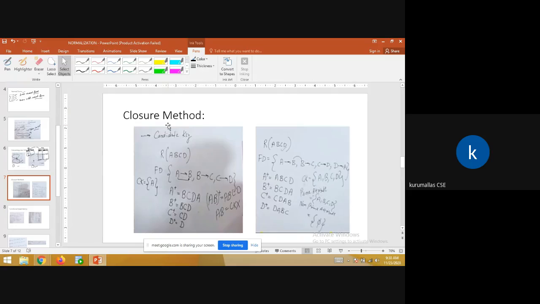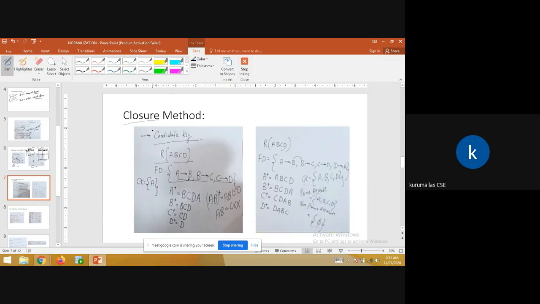So how to find a closure method for these functional dependencies? Finding a closure means we have to find the candidate key from these functional dependencies. How to find that? Very, very easy. Look here, these are the functional dependencies: a tends to b, b tends to c, c tends to d, right? I need to find the candidate key from this table, and the table fields are a, b, c, d.